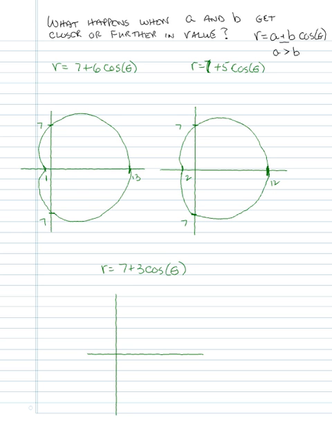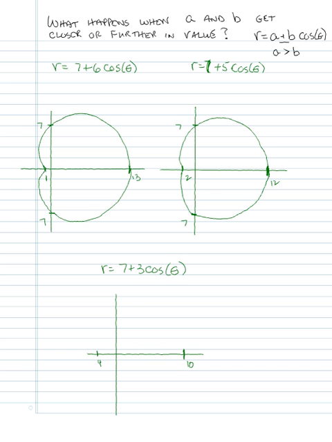And in this case, the largest r value is going to be 7 plus 3, so this is going to be a 10 out here this time. And the smallest r value is going to be 7 minus 3, which is a 4. So we're going to be out to a 4 here instead of the 2 and the 1 we had before. So the further apart they are, it's kind of like we're pushing that dimple further out. That's what was going on.